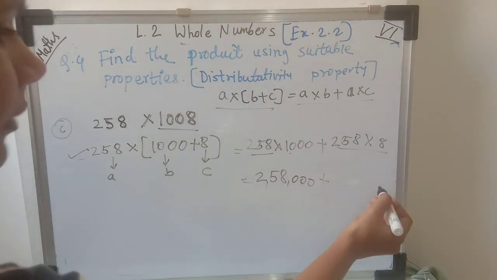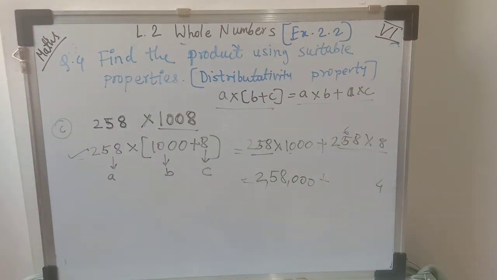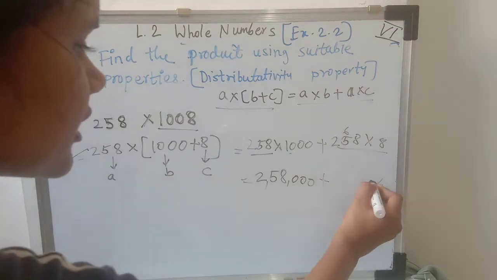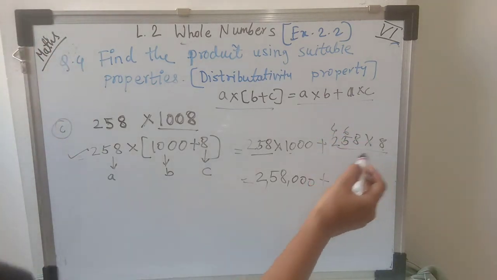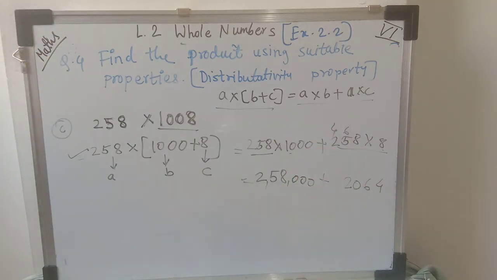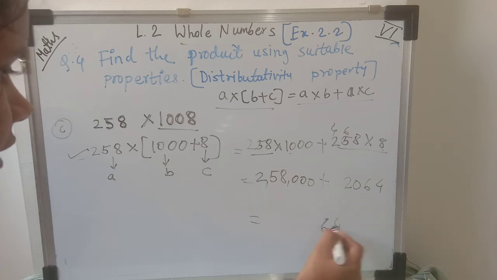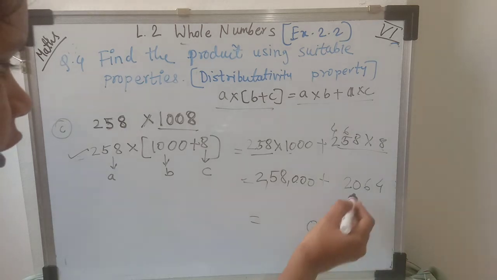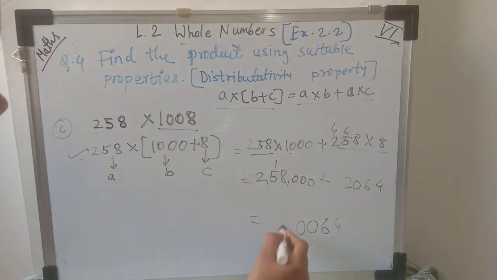So 8 8s are 64, 6 will come here, 8 5s are 40, 40 plus 6 is 46, 4 we have to carry, 8 2s are 16, 16 plus 4 is 20. So we got here 2064. Now let's add them together. So here 4 plus 0 is equal to 4, 6 plus 0 is equal to 6, 0 plus 0, 0, and 2 plus 8, 10, 1 will come here. So 5 plus 1, 6 and 2. So here we got the answer 2,60,064.